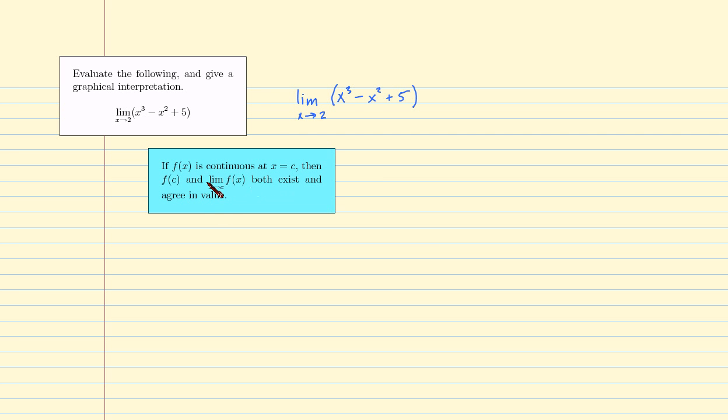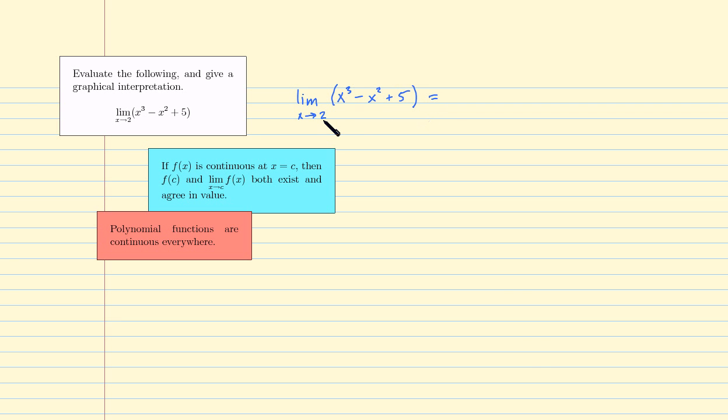So if you're after the value of the limit, you can simply find the value of the function, provided it's continuous. Okay? So, in looking at this function right here, the function x cubed minus x squared plus 5, well, what kind of function is that? That's a polynomial function. And one thing we know about polynomial functions is they're continuous everywhere, which means in particular this one here is continuous at 2. That makes the job of evaluating this limit really, really easy.